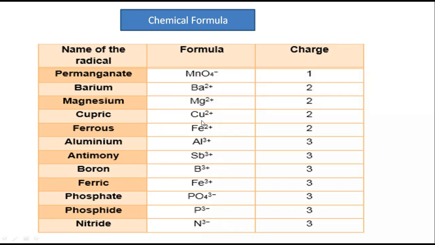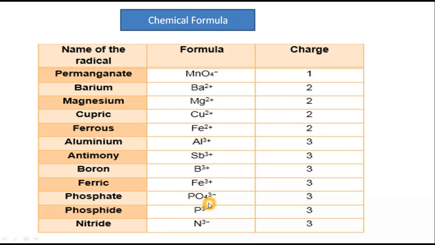Magnesium, Mg2 positive. Cupric, Cu2 positive. Ferrous, Fe2 positive. But yes, cupric and ferrous, basically copper and iron, have other valencies also, but here I have mentioned only one type of valency, 2, and for iron it's also 2. Aluminium, 3. Antimony, that is Sb3 positive. Boron, B3 positive. Ferric, Fe3 positive. See, this is ferrous and this is ferric. Here it's 2 positive, here it's 3 positive.